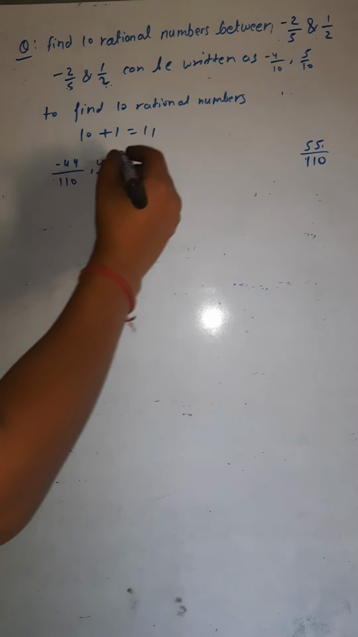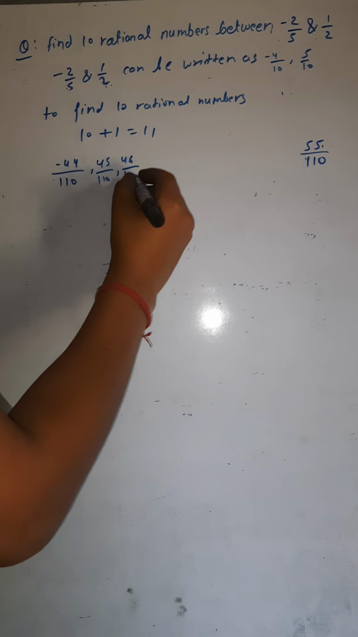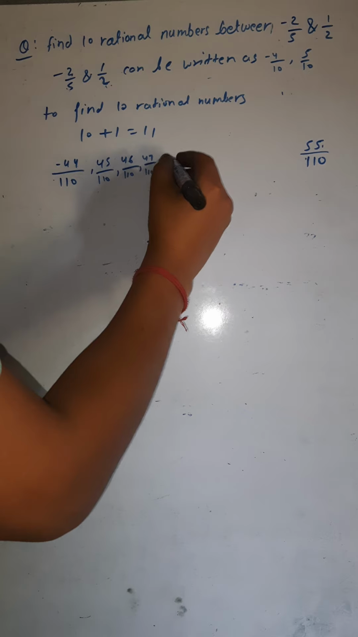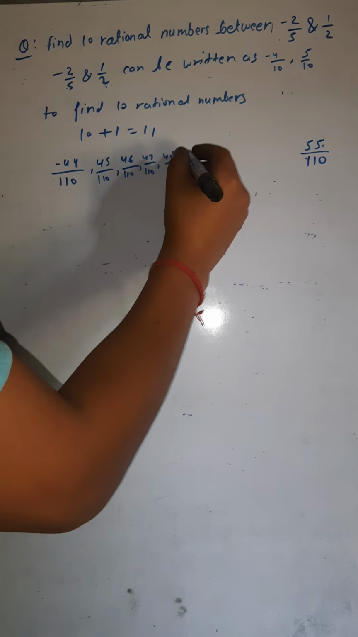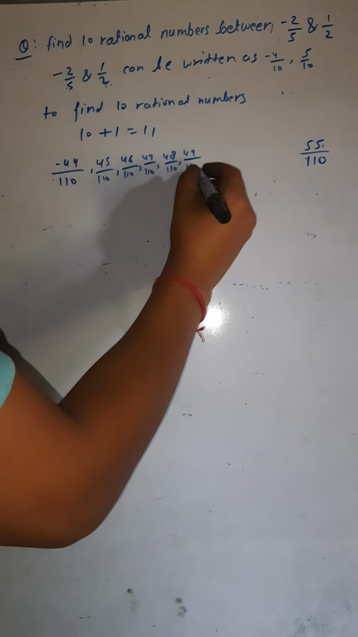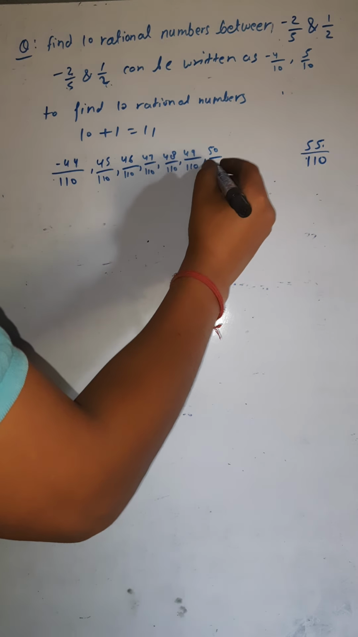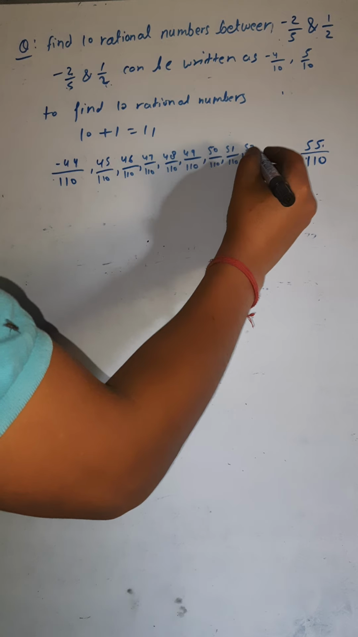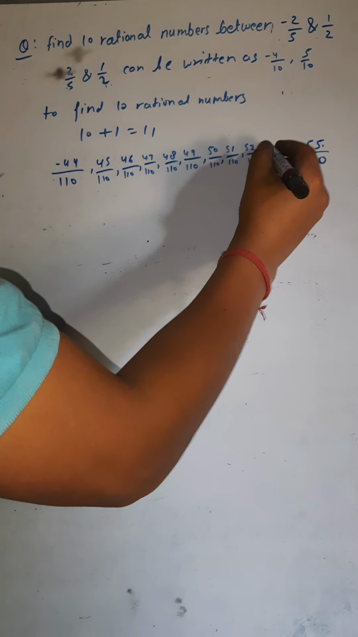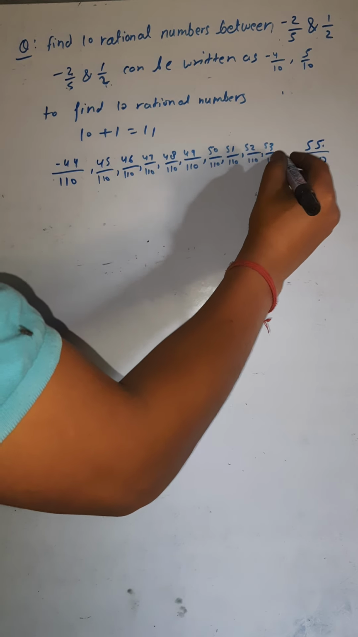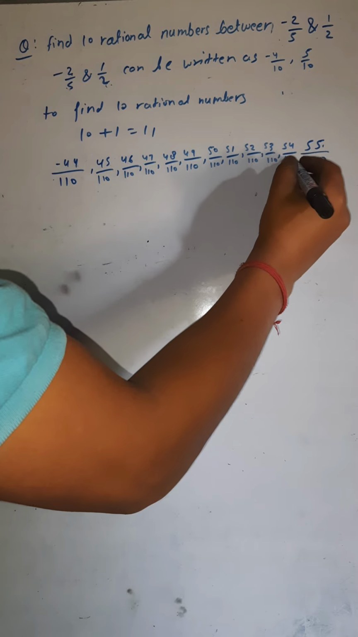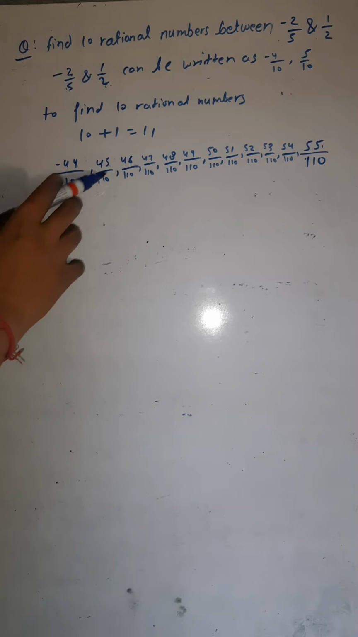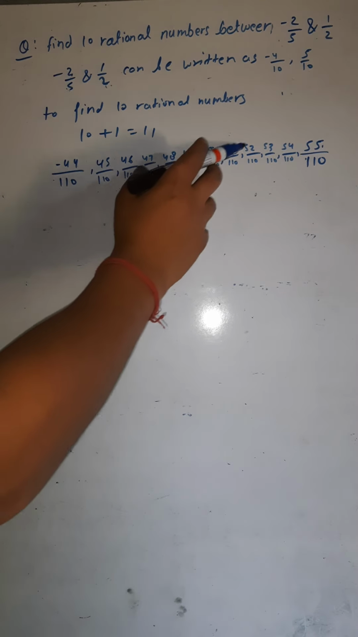Then second one 46 by 110. Third, 47 by 110. 48 by 110. 49 by 110. 50 by 110. 51 by 110. 52 by 110. 53 by 110. 54 by 110. Okay, so we have found here 10 rational numbers. Look here, 1 2 3 4 5 6 7 8 9 10.